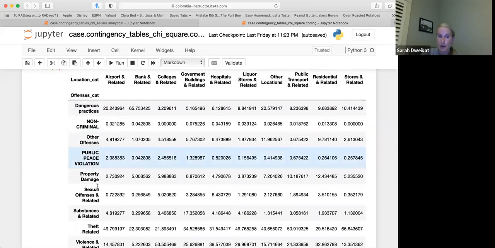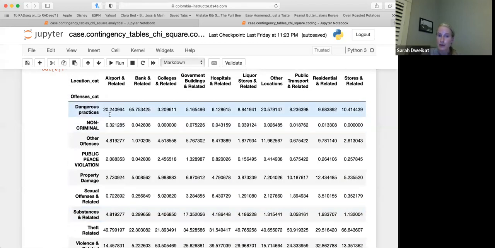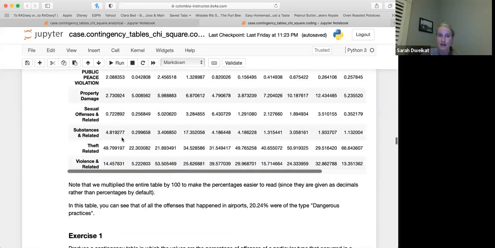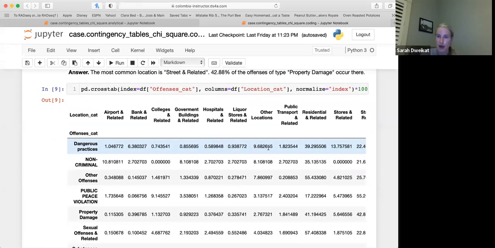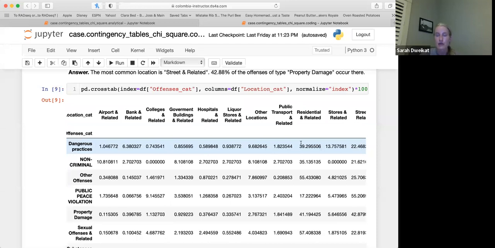So that was looking at airport and related crimes. We saw 20% of airport crimes are dangerous practices. But when we normalize it the other way, we can see that most of the dangerous practices crimes occur in a residence or residence and related. Only 1% occur at the airport. So you can see how normalizing a different way can show you different patterns. Neither of these is wrong or right. You're just looking at your data in a different way, and that's why it's important to do this. You can see different patterns when you normalize things in a different way.